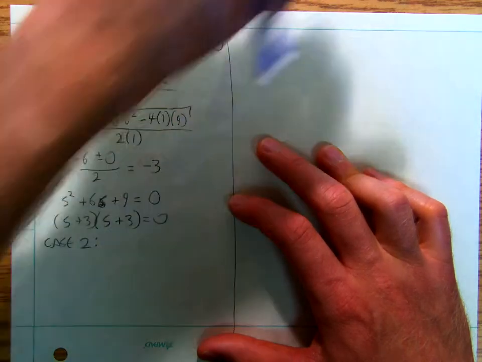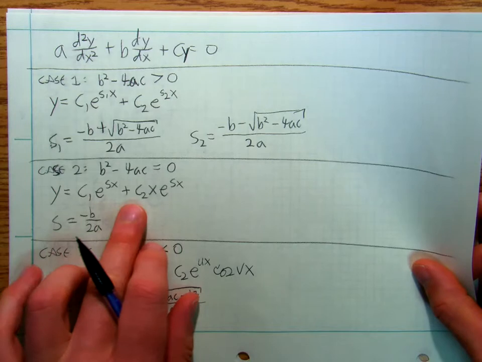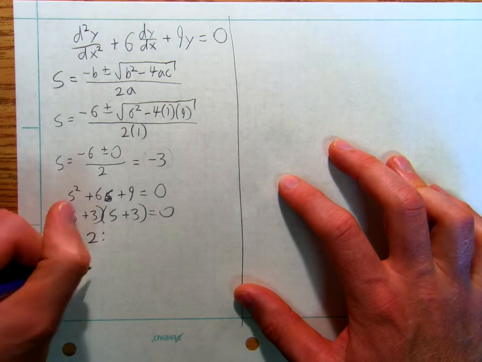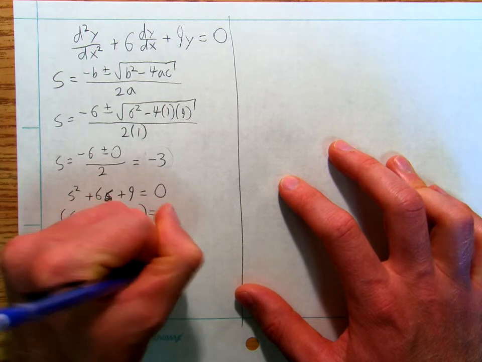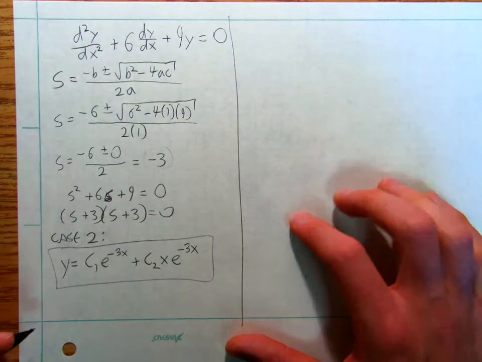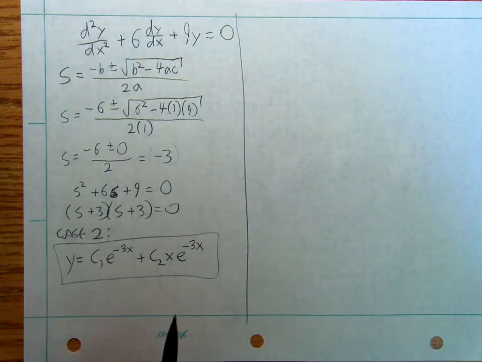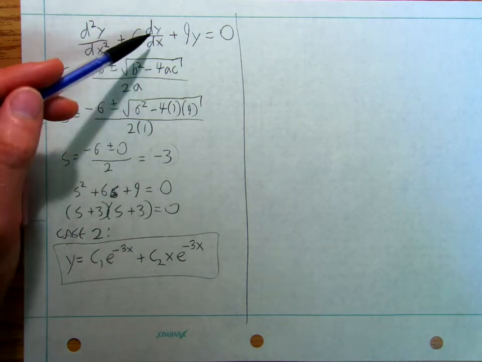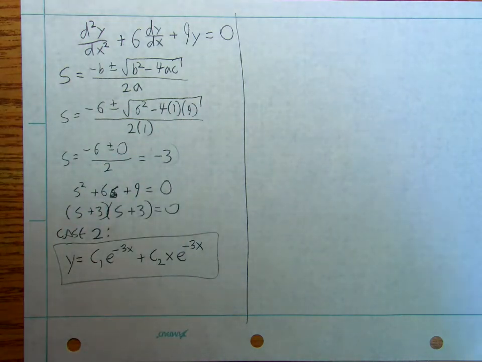So in that case, where's my case 2? There's my general formula, so my s is negative 3. So I've got y equals c1 e to the negative 3x plus c2 x e to the negative 3x. And I'm not going to do it right now, but you can show that if you take the first derivative of this and then take the second derivative of it and plug the second derivative in there plus 6 times the first derivative plus 9 times this formula, you're going to get 0. Okay, next one.